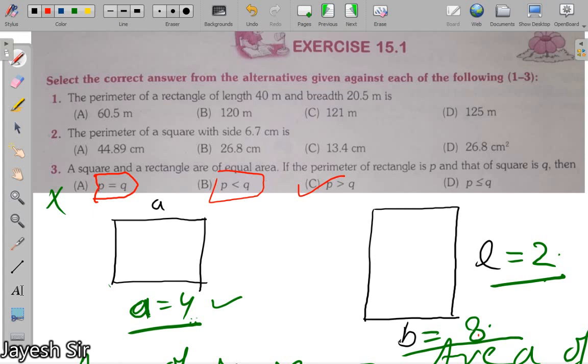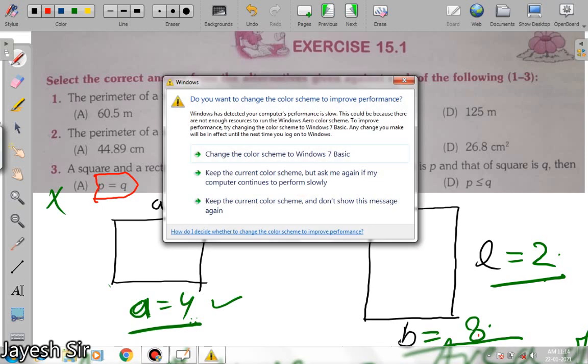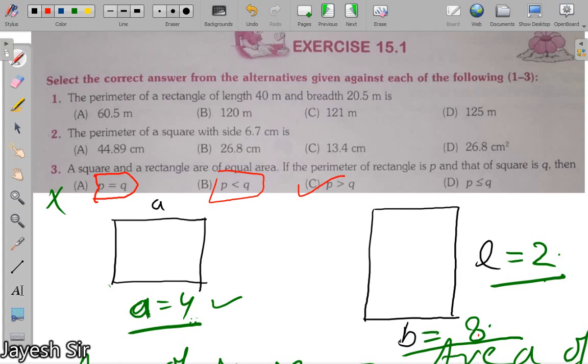For a rectangle and a square, if their areas are equal, then the perimeter of the rectangle is greater than the perimeter of the square.